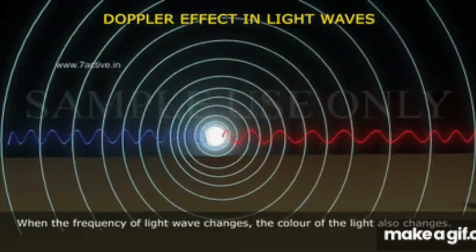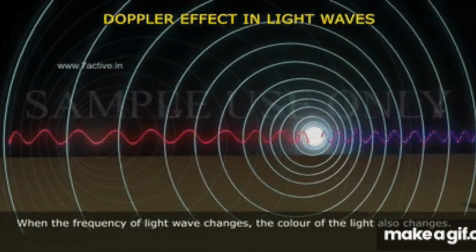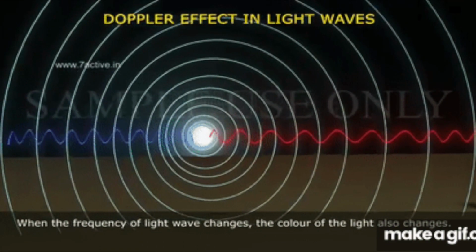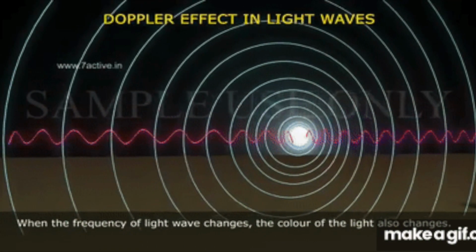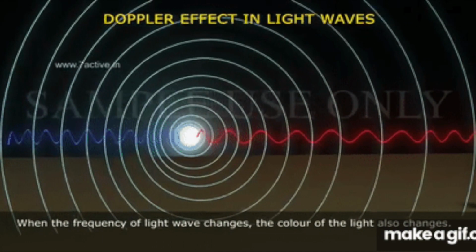In this example of the redshift, you can see as the light source is moving towards you, the light shifts into the blue range. And as it's moving away from you, as the waves get stretched out, they shift to the red.